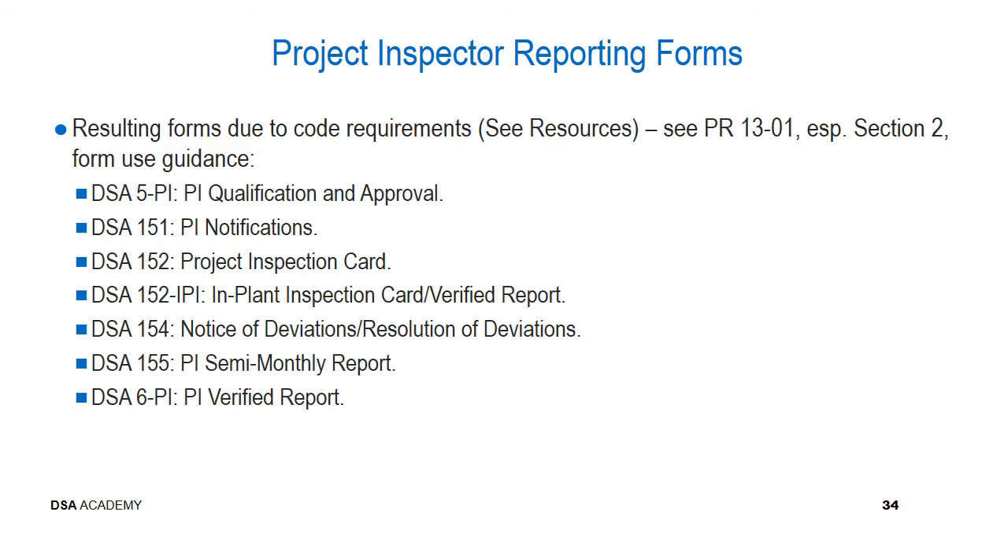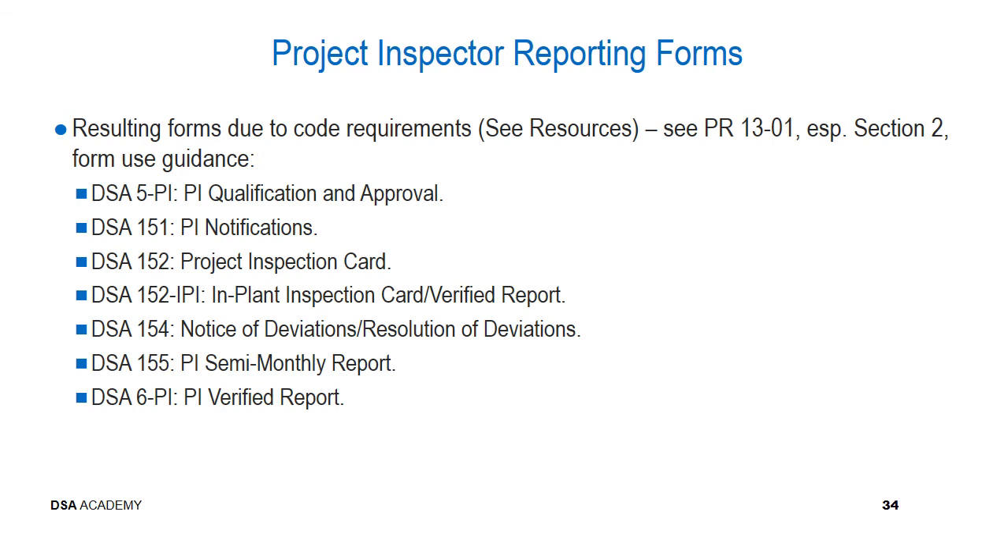The project inspector reporting forms are noted here. These are the 150 series with the exceptions of the first and last item. And these forms are due to the code requirements. You can take a look at the resources associated with this presentation for further examples of these forms. You can also see PR 1301, especially Section 2, that provides further information about the use of these forms noted here. These have been around for quite a while, so I won't be dwelling on these.